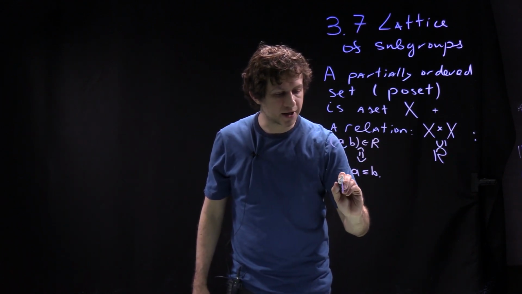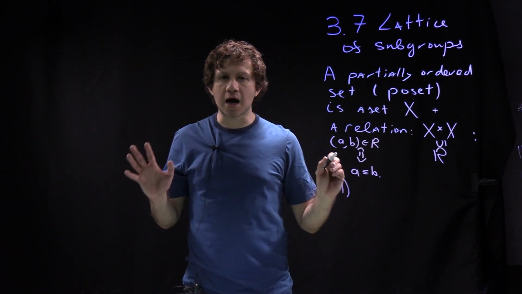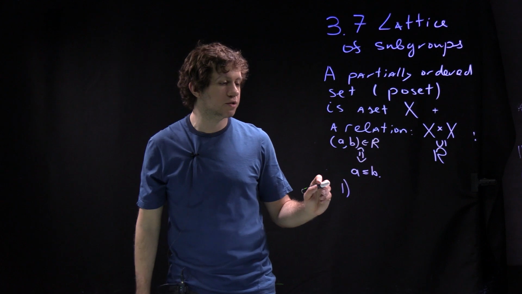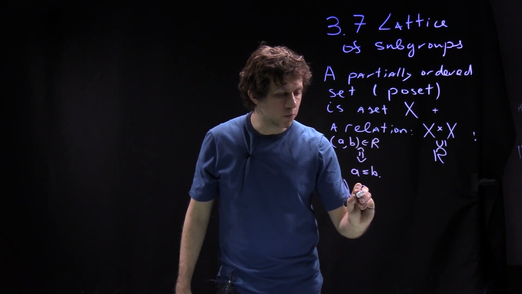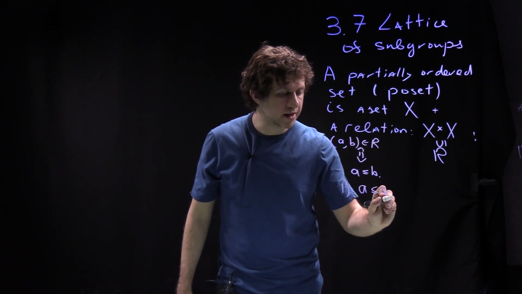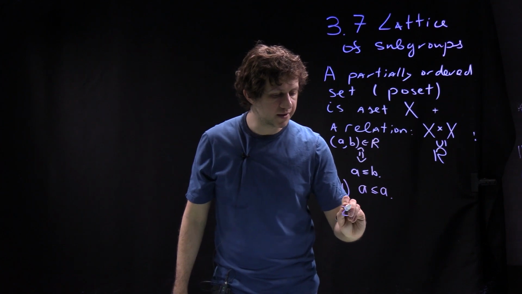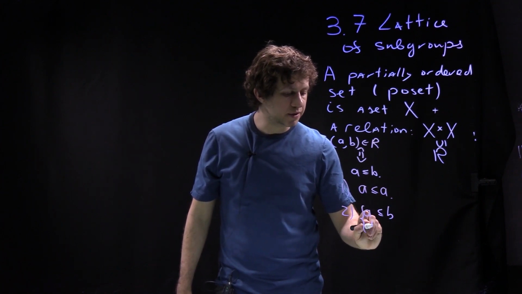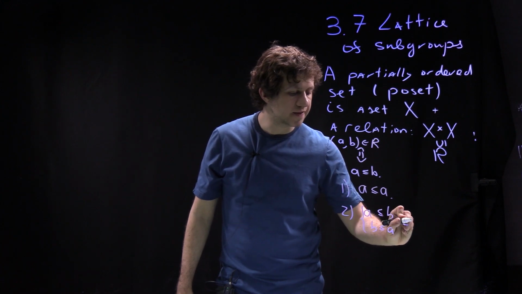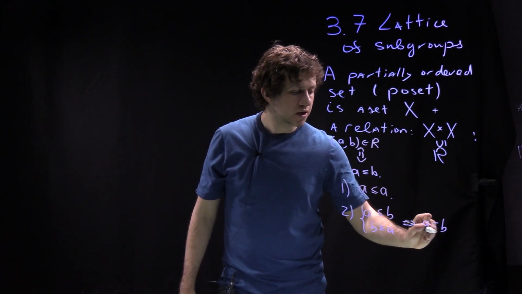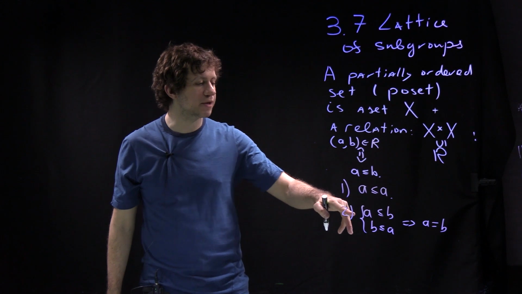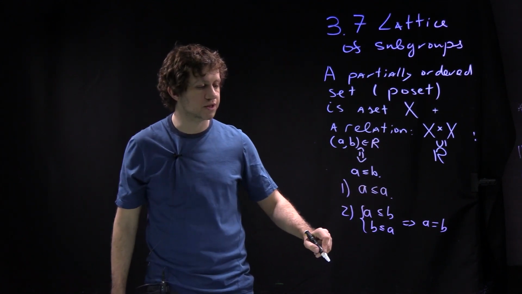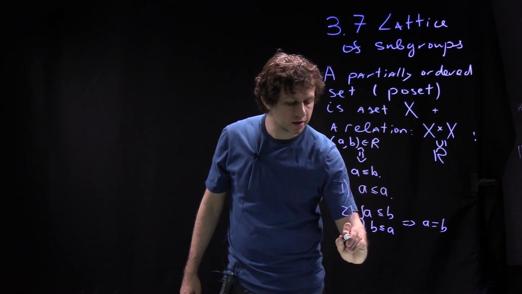And then there are three axioms. They are kind of reminiscent of the axioms of an equivalence relation, but they're not the same. One of them is A is less or equal than A, which is fine. Another one is if A is less or equal than B and B is less or equal than A, then A is equal to B. It cannot happen that A is less or equal than B and B is less or equal than A unless they coincide, which is pretty clear.